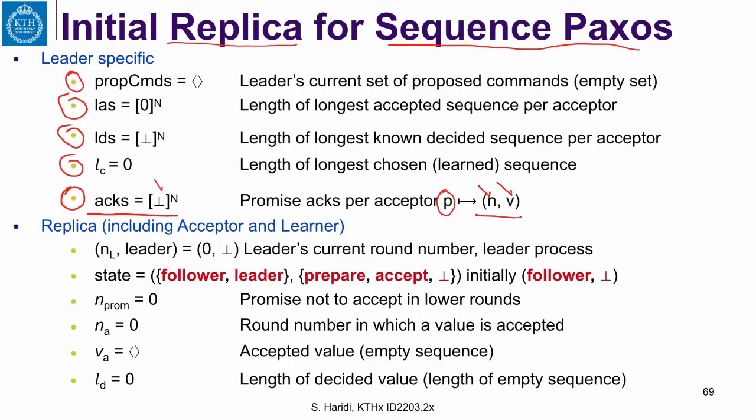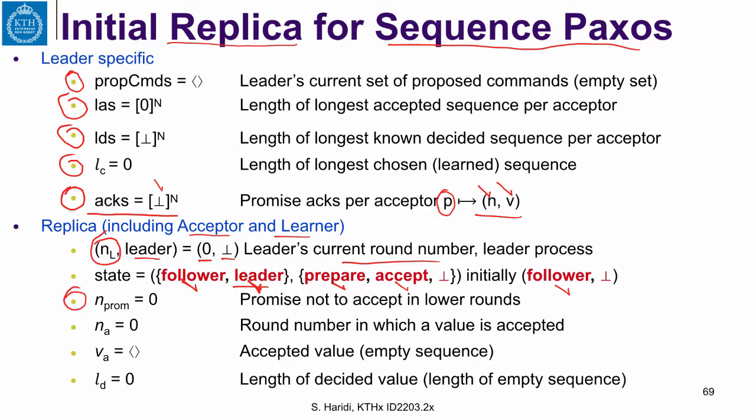Then we have the replicas, including acceptors and learners. NL will be the leader's current number, initially 0, and the leader is initially unknown. And for the state, we have the following. You are either a leader or a follower. And if you are a follower or a leader, you can be in the prepare state or in the accept state, and the follower is initially just a follower, and did not arrive at the prepare yet.